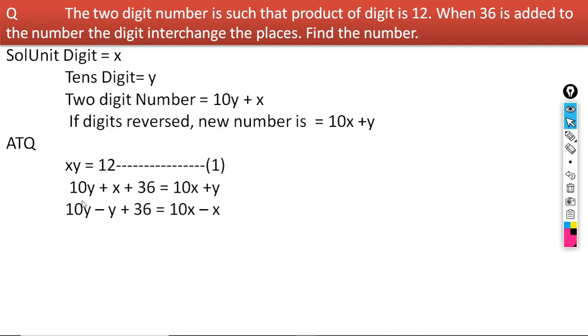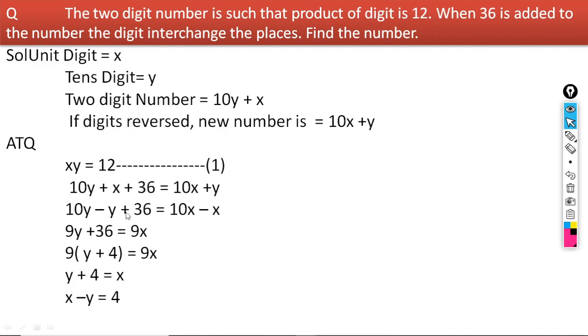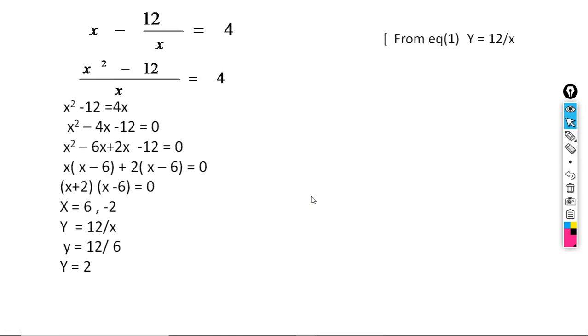And thereafter, by transposing y to one side, we get 10y minus y plus 36 is 10x minus x. Or we get 9y plus 36 is 9x. By taking 9 common and cancelling it, x is equal to y plus 4. Now here we write x minus y is equal to 4, shifting y to the other side. In the next step, the value of y is 12 upon x. This will be substituted, and by solving this you will get a quadratic equation.